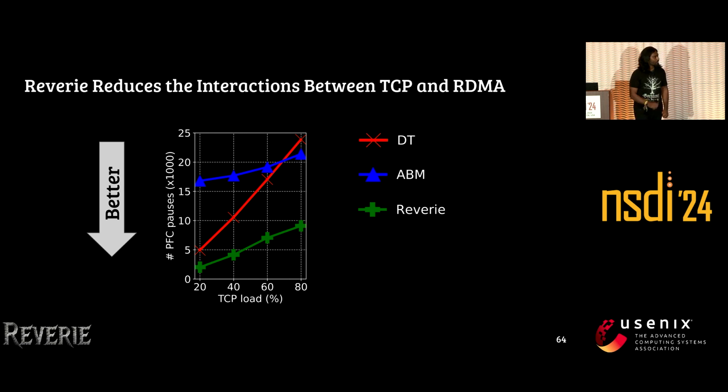First, we are interested mainly in whether Reverie reduces the interactions between RDMA and TCP. For this, we do the experiment where we vary the TCP load. Here on the x-axis, from left to right, the TCP's load on the buffer is increasing. On the y-axis, we are looking at what's happening with RDMA traffic in terms of PFC pauses. The lower, the better. As we see, TCP's load affects RDMA less when using Reverie. When using dynamic thresholds and ABM, both the prior works, TCP's load drastically impacts RDMA's traffic in terms of PFC pauses.